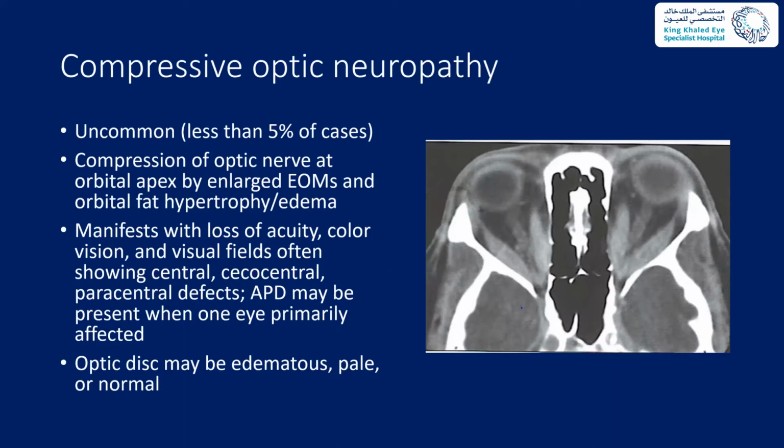Compressive optic neuropathy is uncommon, less than 5% of cases, and involves compression of the optic nerve at the orbital apex by enlarged extraocular muscles and orbital fat, hypertrophy, and edema. It manifests with a loss of acuity and color vision, and visual field defects are often central, cecocentral, or paracentral. An afferent pupillary defect may be present when one eye is primarily affected. Decreased color vision is often an early indicator. The optic disc may be edematous, pale, or normal. And in the right photo, you see compression of the optic nerve at the orbital apex by enlarged extraocular muscles.